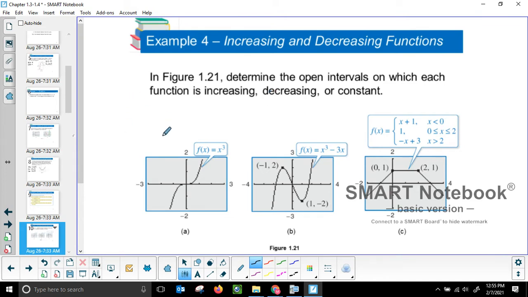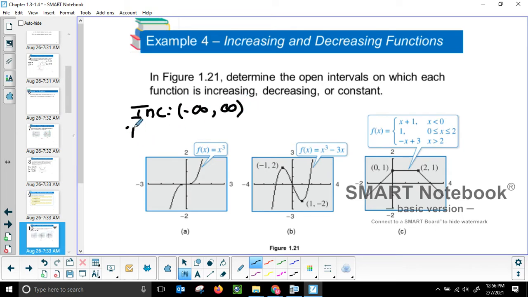Now, this first one typically tends to get people. It's obviously increasing here, and it's obviously increasing here, but a lot of people mistakenly think that it's constant here. It's actually not constant. If you zoom in really closely on the graph y equals x cubed, you can see that here it's always increasing, although at a very low rate. It is still always increasing. So this graph is increasing from -infinity to infinity.